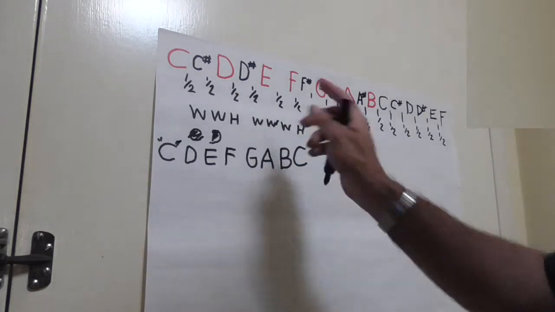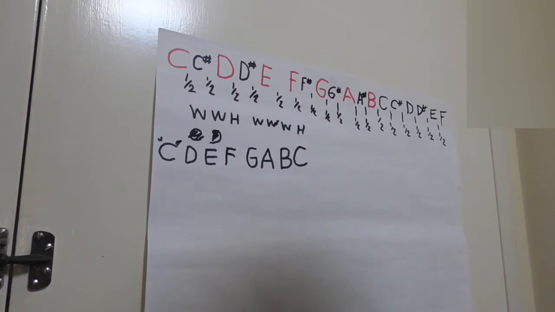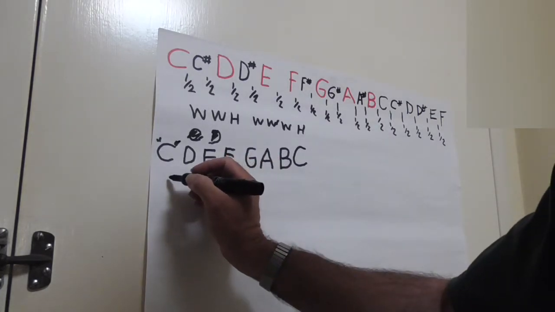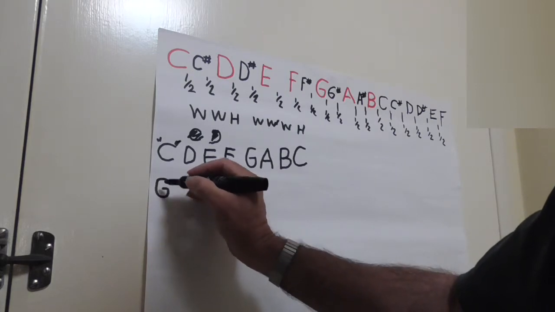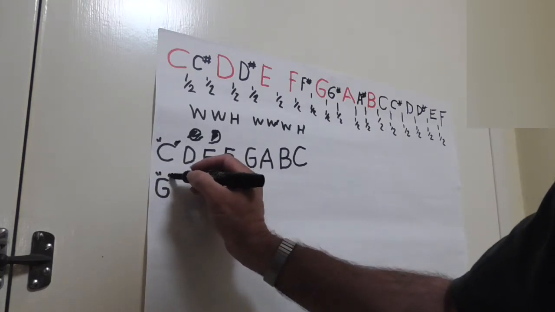Now, I could do that for all of these. I'm not going to spend all the time because I think it's self-explanatory, but let's try doing G. Let's do the key of G. Just so that you understand this.